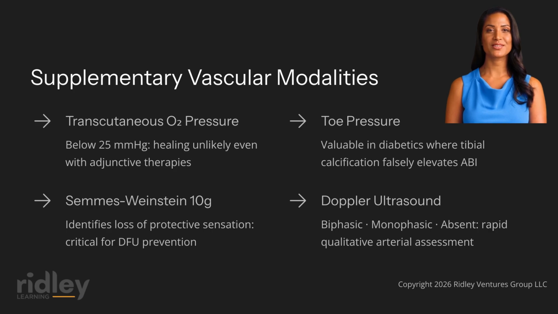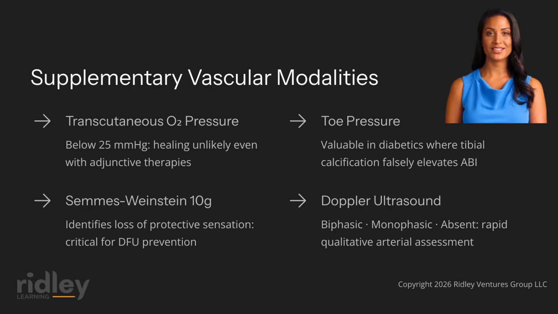Supplementary vascular assessment methods complement the ABI in more complex clinical scenarios. Transcutaneous oxygen pressure measurements, known as TcPO2, provide additional perfusion data, with values below 25 millimeters of mercury indicating that healing is unlikely even with adjunctive therapies such as hyperbaric oxygen. Toe pressure measurements are particularly valuable in diabetic populations, where calcification of tibial arteries may falsely elevate ABI values.